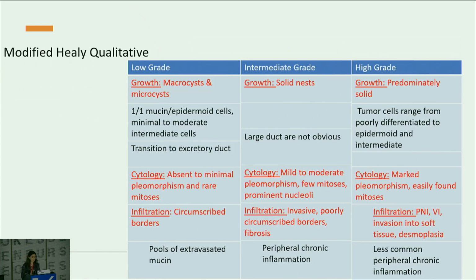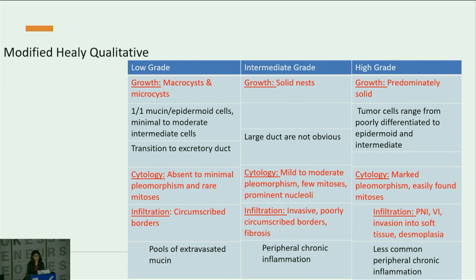There is a grading system called the Healy grading system. It's not a point-based grading system. It's more of a qualitative descriptive grading system. I made it a bit simpler here for you in the table, but it's a descriptive grading system calling low-grade tumor when the tumors are cystic, showing macrocysts, microcysts, and abundant mucocytes with pools of extravasated mucin, minimal pleomorphism, rare mitosis, and well-defined border.